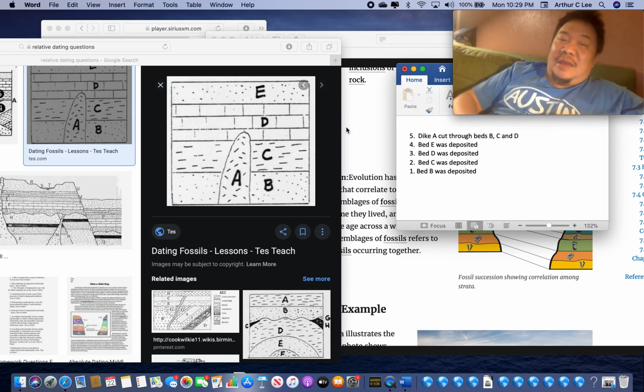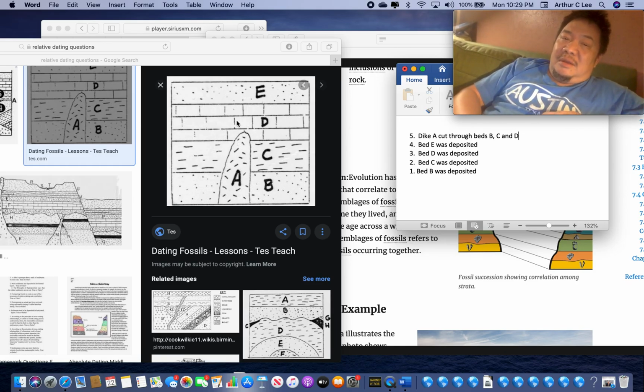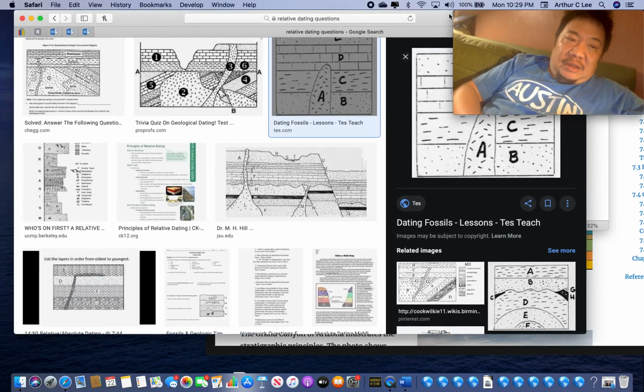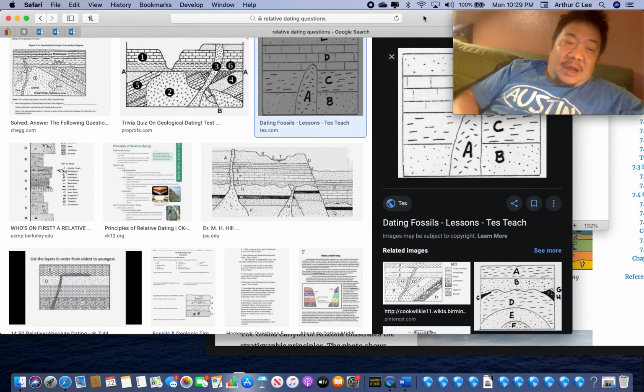That's the relative dating for that. That's about as simple as you can get. Look at that picture and see if you can get this exact answer. And that's step number 1. Now let's do something more complicated here.